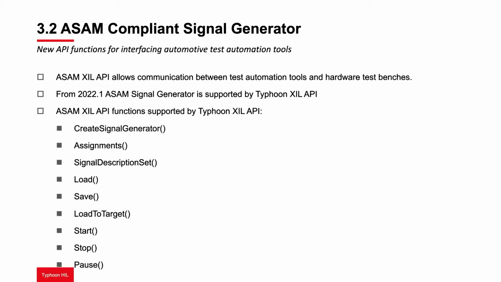Until now, Typhoon XIL Control Center supported only basic functions for configuring the model access port and capture functionality. From the 2022.1 version of the software, a new set of signal stimulation functions has been added to the list of ASAM XIL supported functions. These functions are shown here.